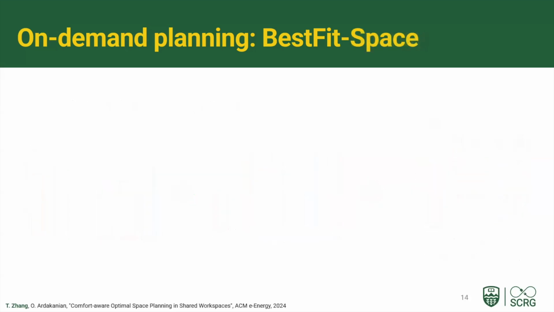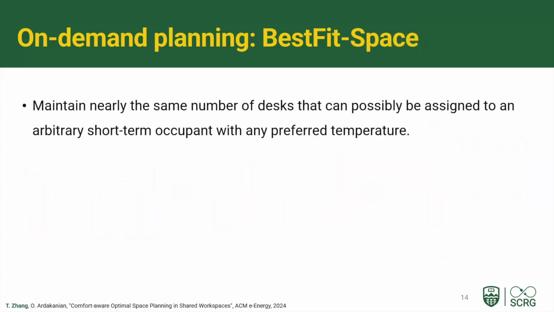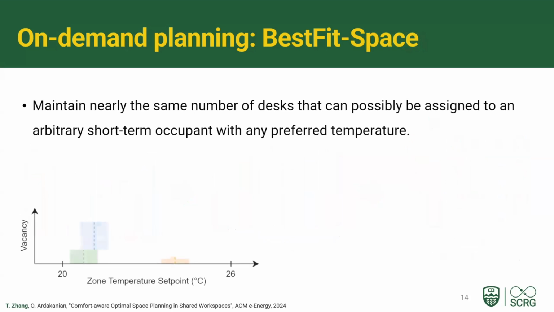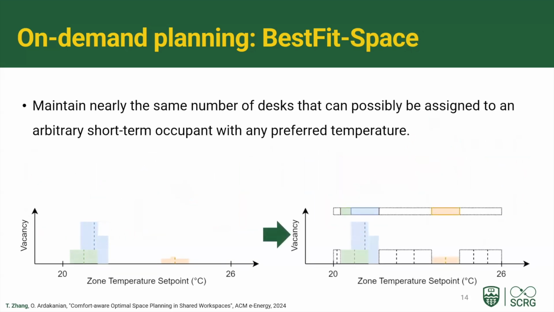The best fit space algorithm focuses on a different thing, which maintains available space for individuals with different thermal preferences who may arrive in the future. Here's a simplified version of the algorithm. We first draw the number of vacant spaces in each occupied zone on a temperature axis based on their current temperature set points. Then, for visitors requesting a space, we assign them to an occupied zone that has the most available spots, or a vacant zone if no occupied zone satisfies their temperature requirements. In that case, we maximize the possibilities of assigning more occupants in the future instead of just minimizing the energy consumption at the current time.